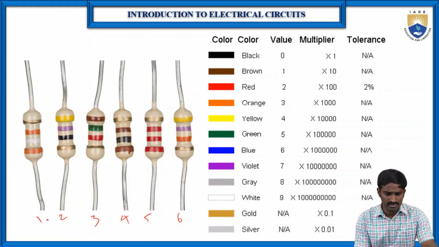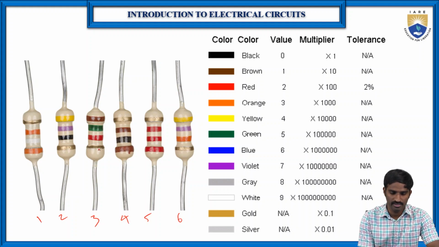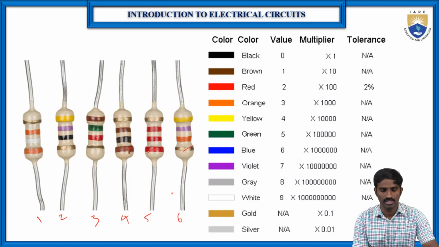So let us come to the first resistor. Here the first resistor starts with an orange, or red, color band, then a gold color, then again gold, then a brown color, then a red color, and here again a gold color, right?